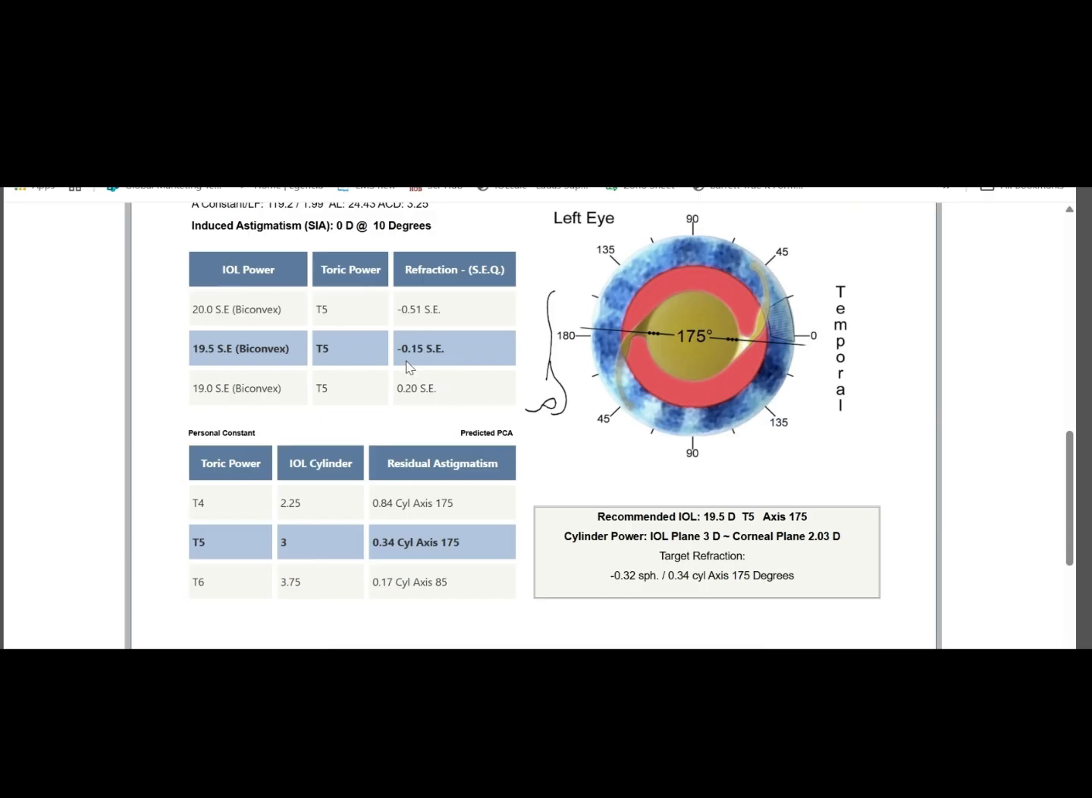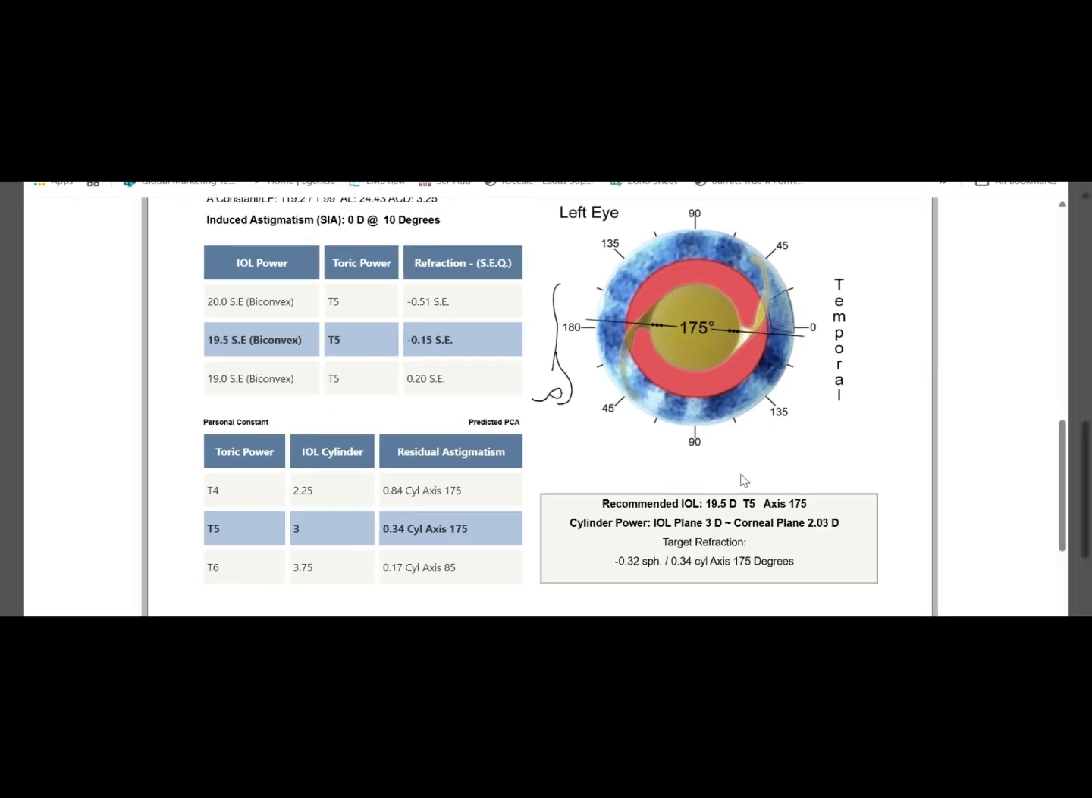This is the spherical equivalent. Remember, spherical equivalency is sphere plus half the cylinder. So minus 0.15 is your spherical equivalency. But the Barrett is further breaking it down, that minus 0.15 is a product of minus 0.32 of sphere power, 0.34 diopter of cylinder power at 175 axis. If you calculate the spherical equivalency, that is sphere plus half the cylinder, that is 0.34 divided by 2, and you add this with minus 0.32. So sphere plus half the cylinder, you will come to this value, right?